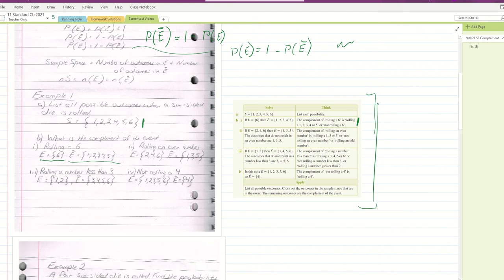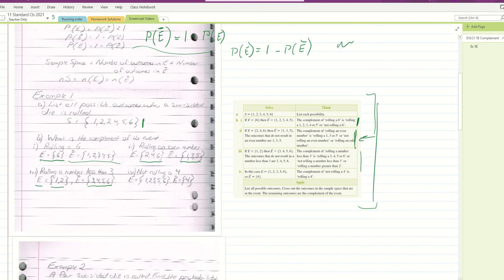The next question is rolling an even number. Now, rolling an even number is rolling a 2, a 4, or a 6. That's our sample space. Not rolling an even number is rolling a 1, a 3, and a 5. So again, there's some language up over here regarding that. What is the complement of the event rolling a number less than 3? Well, for the event of rolling a number less than 3, E, the sample space is 1 and 2. So the sample space of the complement is rolling a 3, a 4, a 5, or a 6.